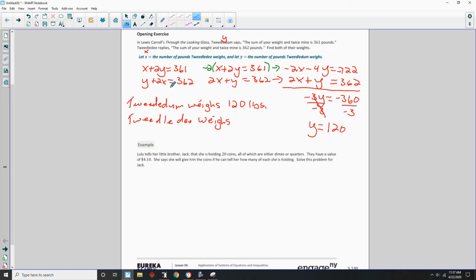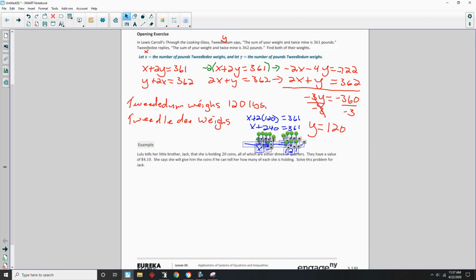So I just take any one of these equations, either one, and substitute in my y. Since I just have one y here, I could do it here, and I'm solving for x, so let's just deal with the x. If we take x plus 2y, and y is 120, equals 361, and solve, we get x plus 120 times 2 is 240. And then when I subtract 240 from both sides, 1 minus 0 is 1, 6 minus 4 is 2, 3 minus 2 is 1. Then Tweedledee weighs 121 pounds.